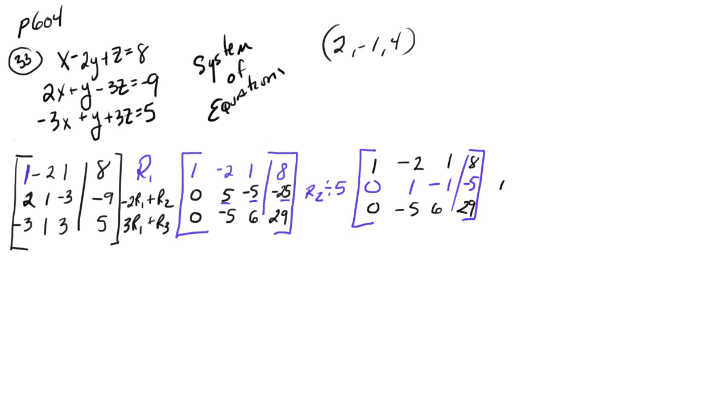So I'm going to keep row 2. I'll use a different color. That's how you know it's important. Change color. Row 2. Here we go. I'm going to keep row 2: 0, 1, negative 1, negative 5.